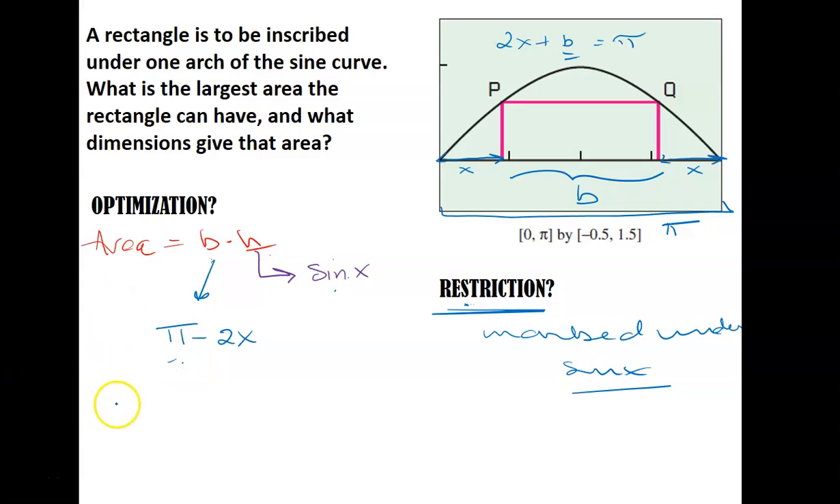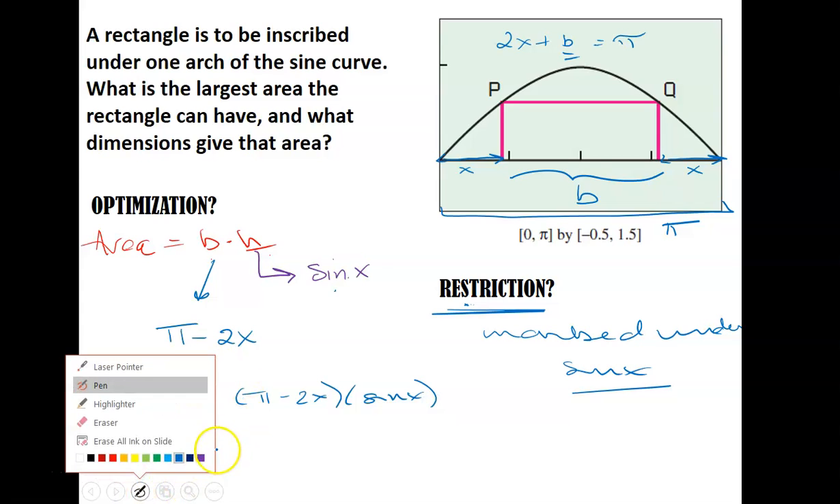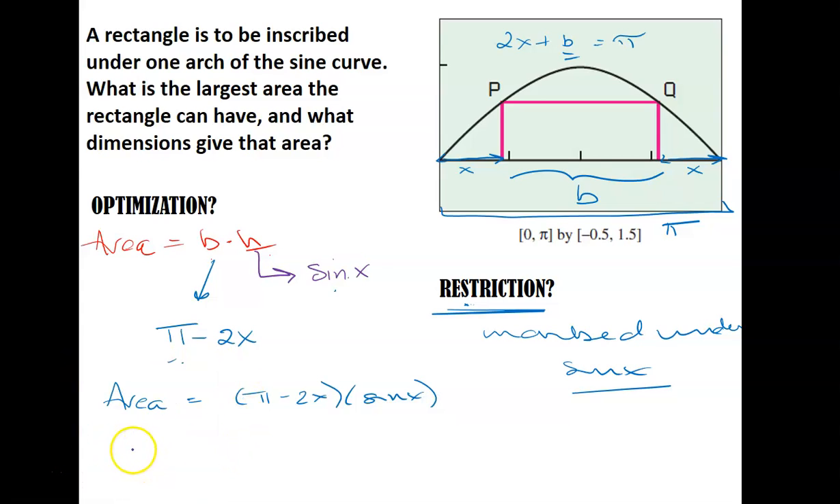So now if I want to maximize my area, I just take my pi minus 2x times my sine x and maximize it, take my derivative. I don't have a choice here. I have to use the product rule. So we'll optimize. So let's see, I'm going to have a pi minus 2x times a cosine of x. I'm going to have a negative 2 times sine x, and I need that to be 0.